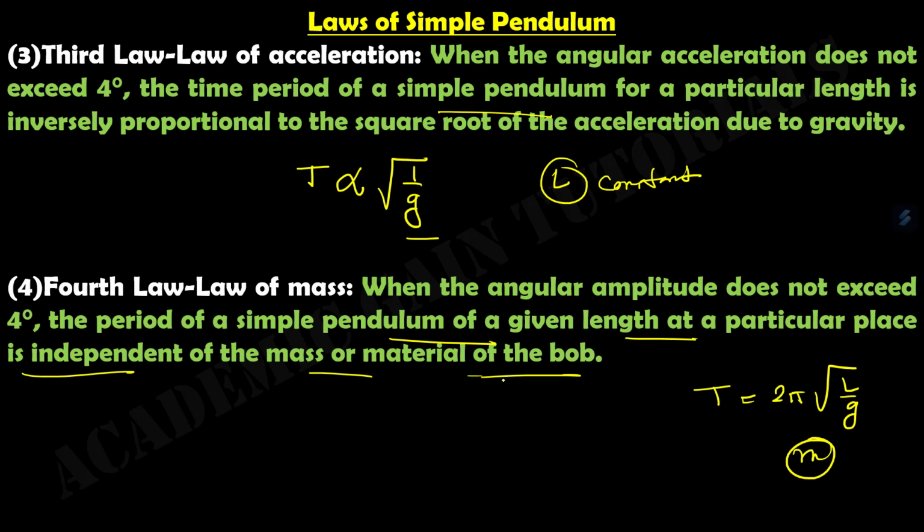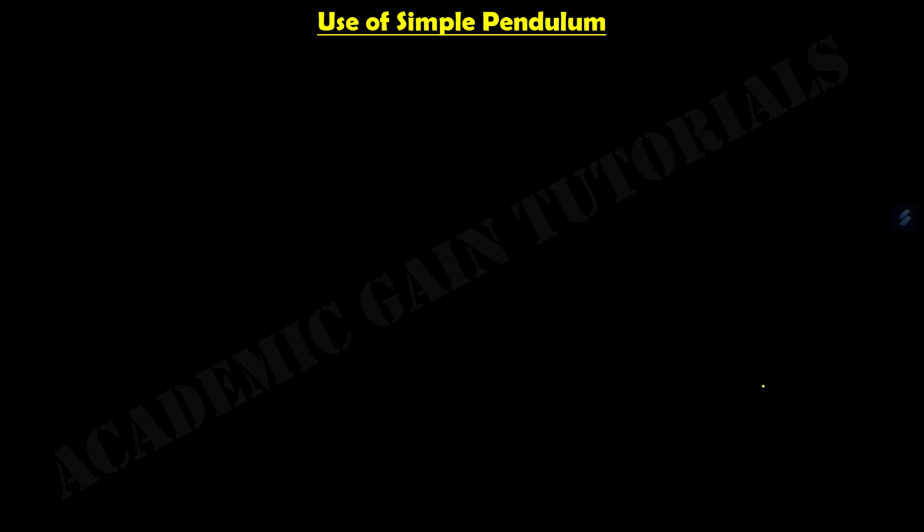Okay, so these are the four laws of simple pendulum. These laws and equations are very effective for solving mathematical problems. So now we'll see some uses of simple pendulum. What are the uses of simple pendulum? The first use of simple pendulum is acceleration due to gravity. We can find this gravity value g with the formula of simple pendulum.